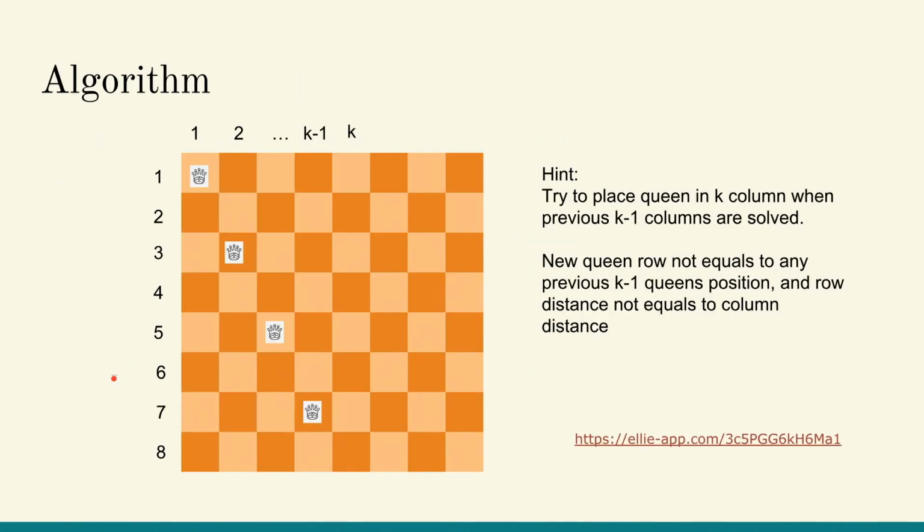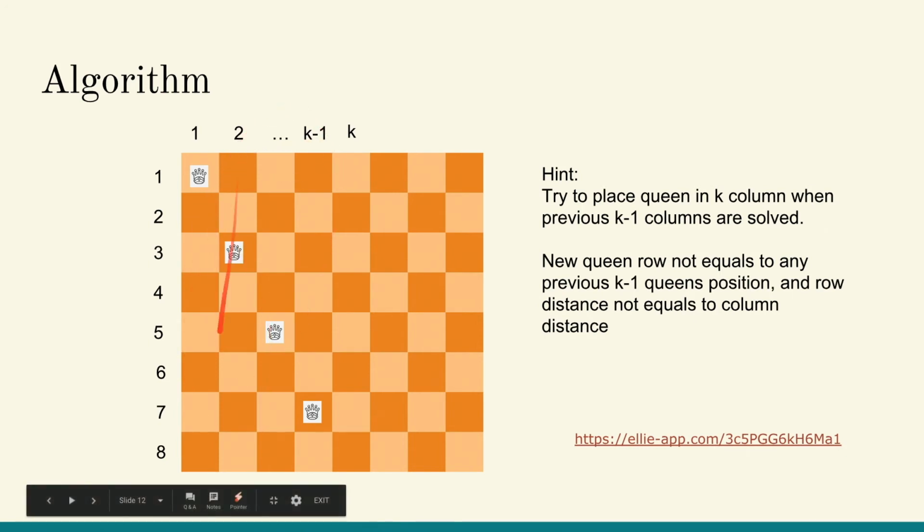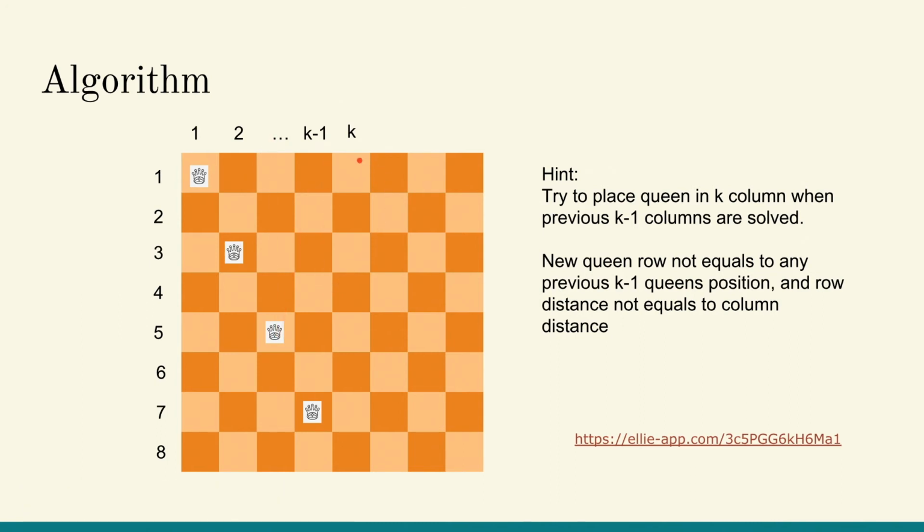The hint is to think recursively. We try to place a queen in the kth column. So suppose we already have the positions figured out for the k minus 1 columns. Now we try to put a queen in the kth column to find the position. That means we use the result of the k minus 1 columns' queen positions to build the k columns' queen positions.